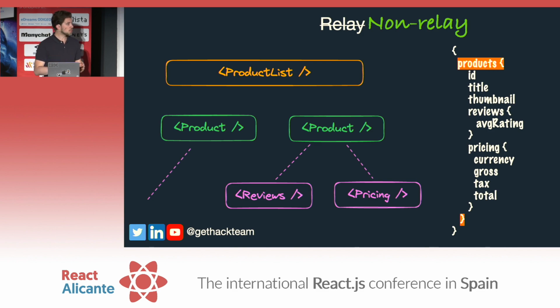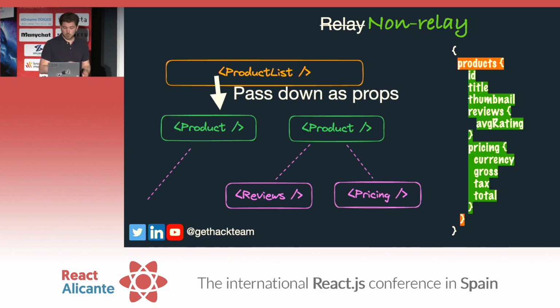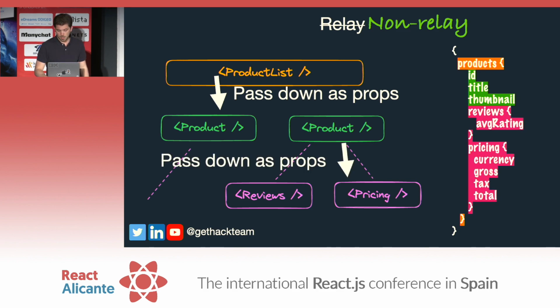You will get a list of products. Maybe you get more info, like pagination, or maybe some sort of health status. And what you probably start to do is pass down all these props. So in your product list component, you have this product component that you're iterating over. You're probably passing down props such as ID and title and thumbnail. But as you have these reviews and pricing components, you're probably also passing down these subsets of data. Because of course you also want to show the reviews and the pricing within their own components. So you're basically just doing some prop drilling.